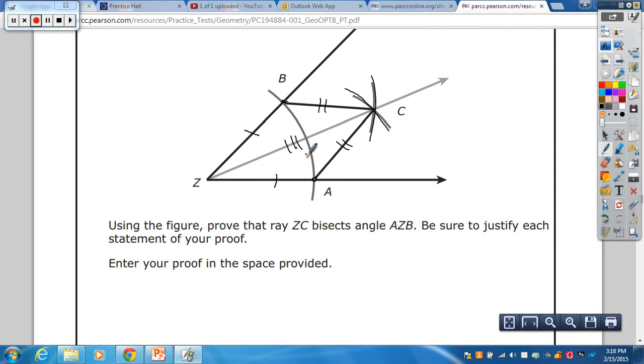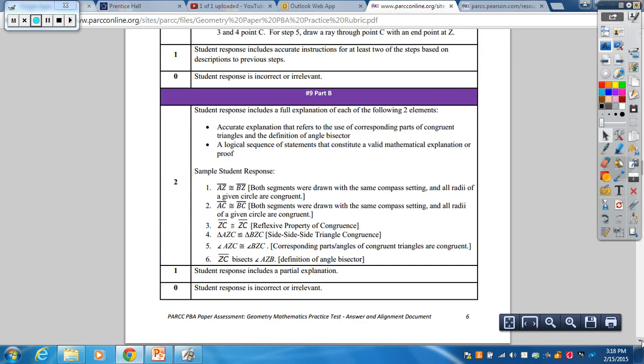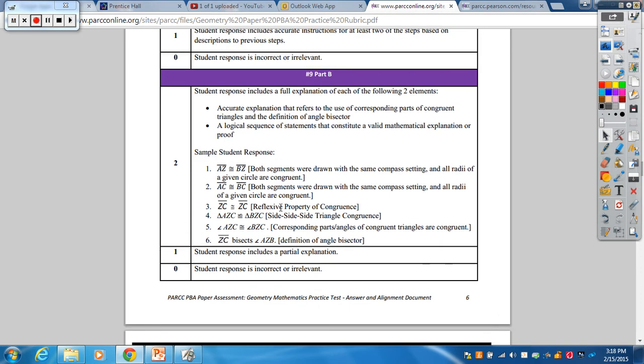Then I would say that angle BZC is congruent to angle AZC by CPCTC. That'll be a key one right there: corresponding parts of congruent triangles are congruent. And as a result, I would say that ZC is the bisector of angle BZA by definition of angle bisector. If you didn't catch all that, going back to the answer document on page 6, it steps it out right down here, what they are looking for. I know that you guys know most of that information. Actually, the one thing I didn't put down is side-side-side. So don't forget to prove the triangles congruent before you use CPCTC. I should have done that.